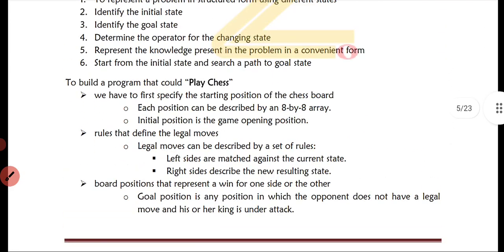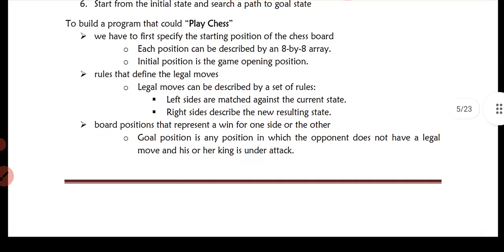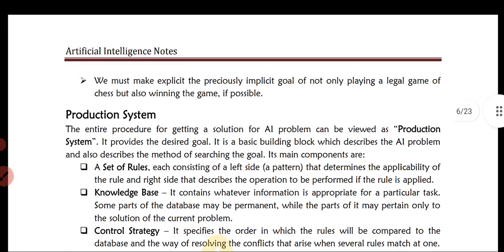And they have explained it with an example of chess. So first we have to identify the structured format and the different states, and we have to identify the initial state, final state and operator, that is, we need to move the pawn from one position to another appropriate position, and we have to represent the knowledge and the initial state, and then we have to search the path to the goal state. That is nothing but chess.